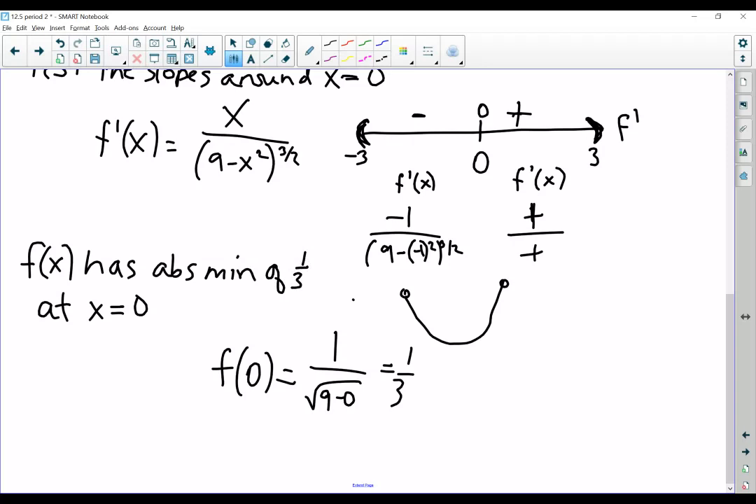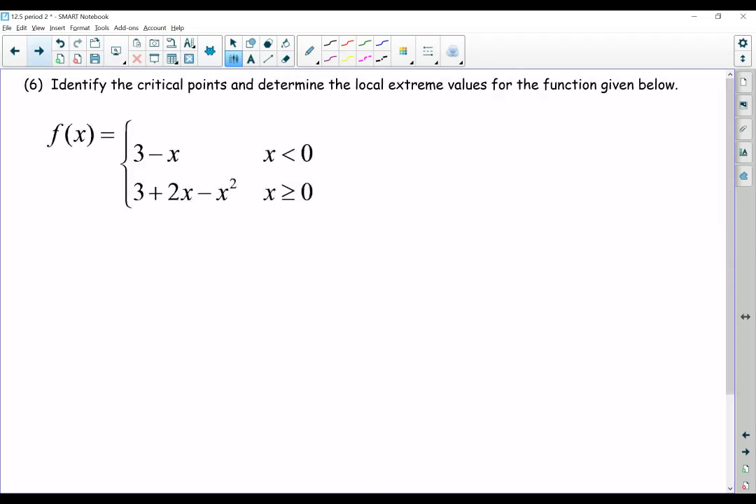Okay, so if EVT does not apply, your life becomes a lot harder because you have to do all this extra work to analyze the function because we don't have a guarantee. We have to do some analysis to figure out, does it happen? Okay, so let's try two more tricky ones. All right, identify the critical points and determine the local extreme values for the function before.